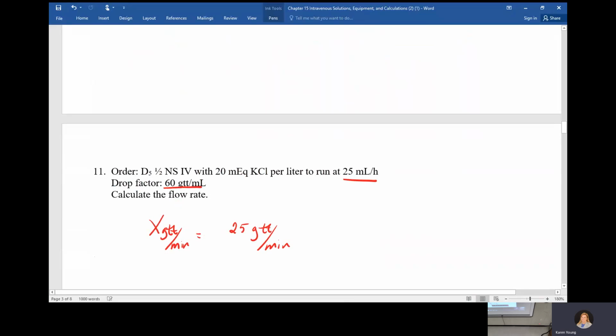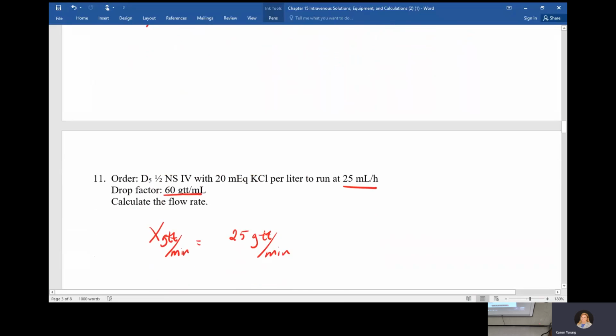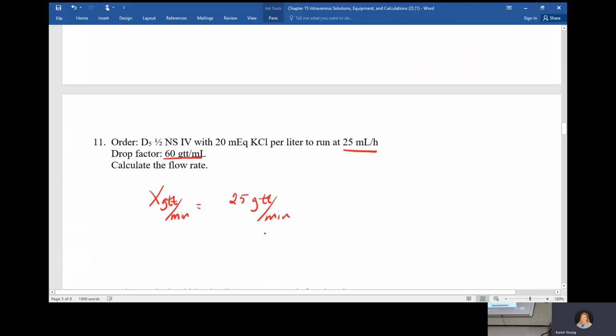Anybody get anything differently? We set it up just like we set up this other one. Instead of 50, I'd have 25. My drop factor is still 60. I still have to convert my hours to minutes. So it's going to come out to be 25 drops per minute. Questions?